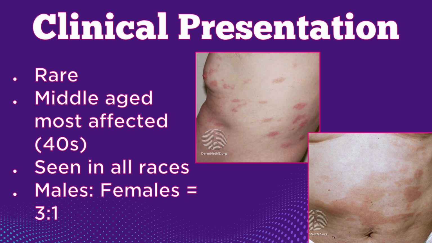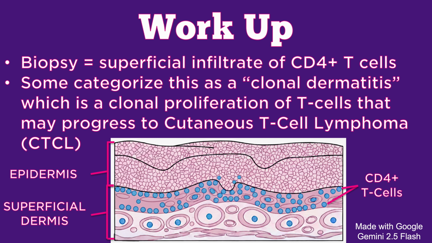First off, it's going to be on rare occasions. But when it does occur, parapsoriasis most commonly affects middle-aged patients in their 40s, although it can be at any age. It occurs in all races and tends to affect males in a 3-to-1 ratio compared to females. Although its cause is unknown, biopsies consistently show a superficial infiltrate of CD4-positive T cells.